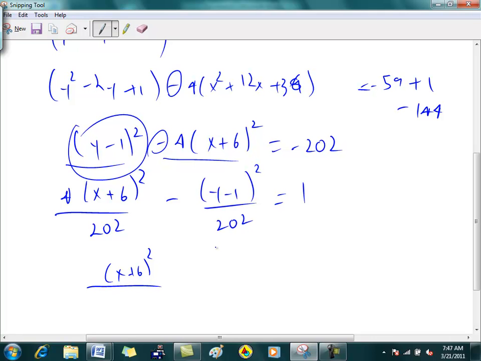202 over 4 is 101 over 2. So I'm going to make this 101 over 2. Divide top and bottom by 4. If you divide the top by 4, this disappears. You divide 202 by 4, you reduce by 2. Okay, so it becomes 101 over 2 minus y minus 1 squared over 202 equals 1.